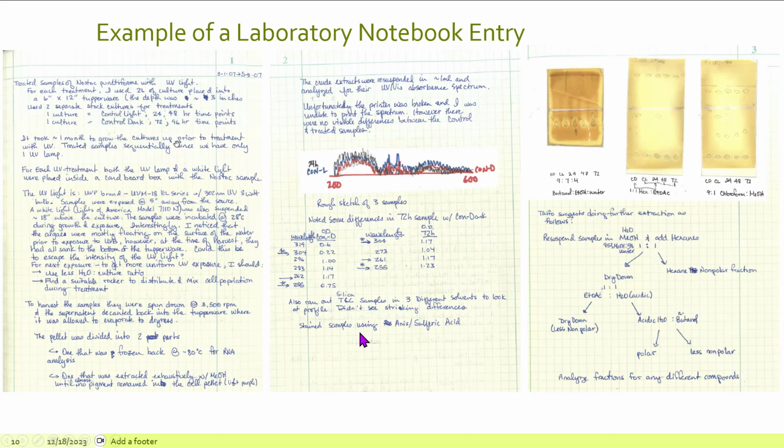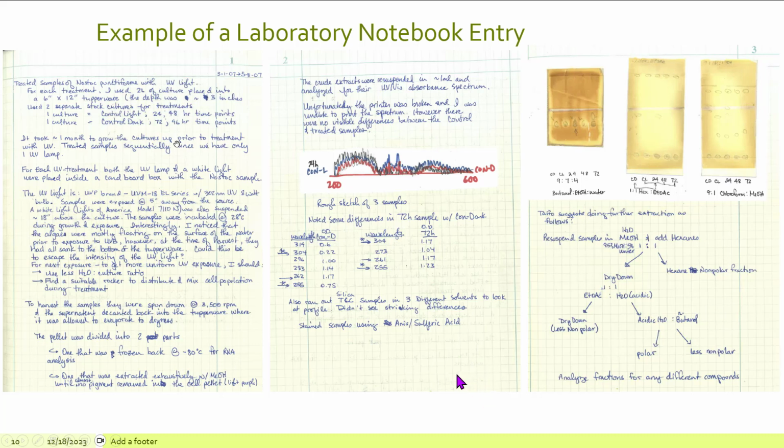Stain samples using anise sulfuric acid. I should have written out how that's made, or at least what the concentration of these 2 components are and what the solvent is. So that's not good. All right, and then set up doing the next extraction.